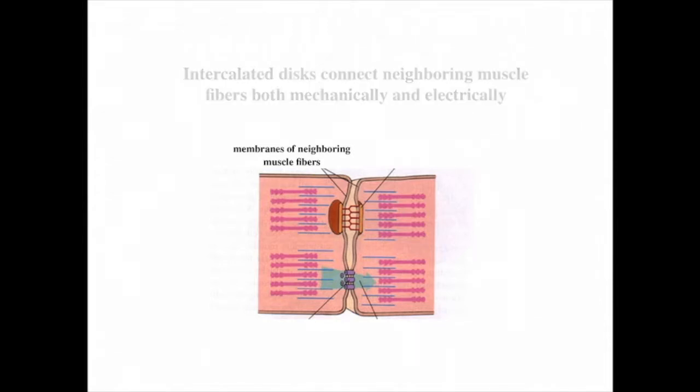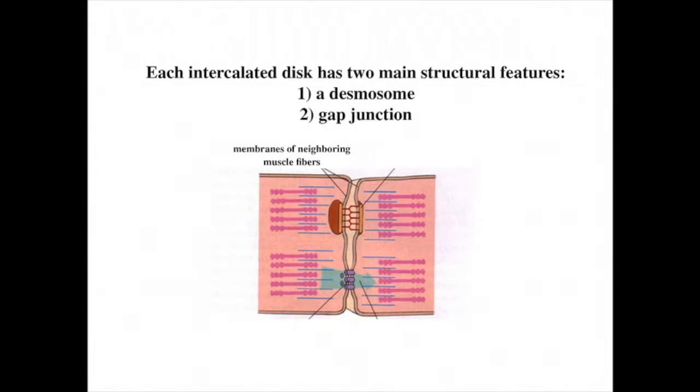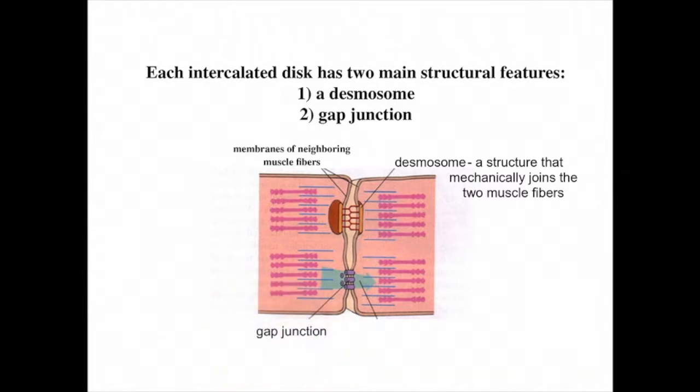As shown here, they are composed of two principal features. The first is the desmosome, which is a structural feature that mechanically joins two adjacent fibers. It acts like a glue that binds the two fibers together so that when one fiber contracts, it exerts force on the other fiber. The second feature is the gap junction, which electrically couples one fiber to the next. Gap junctions are also called electrical synapses.